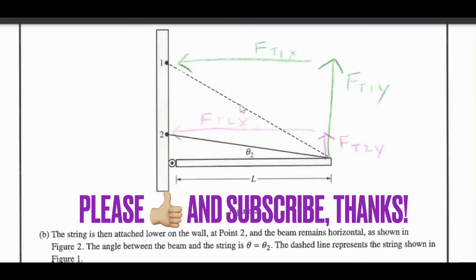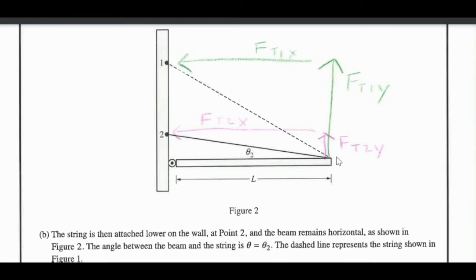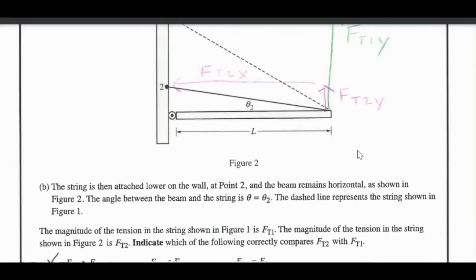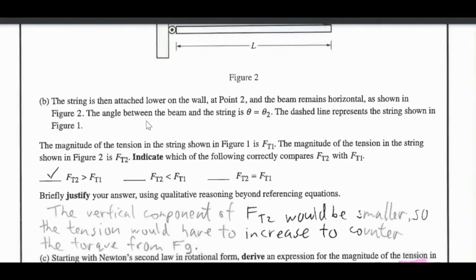Actually, we'll go ahead and discuss that now. We have the string that was originally here dotted at space 1, and there was a certain amount of tension, and it has what I called an Ft1y and an Ft1x. The Ft1y is the thing that's applying the counter torque to the force of gravity. And then as that angle is dropped down, we have a much smaller Fty component, a much smaller torque there. So it says the string is attached lower on the wall at point 2, the beam remains horizontal as shown in figure 2. The angle between the beam and the string is theta equals theta 2. The dashed line represents the string shown in figure 1.